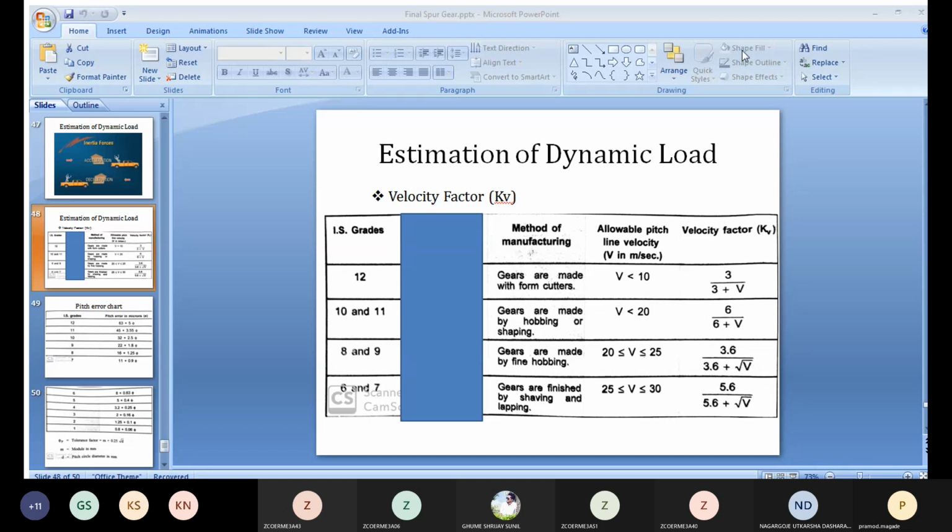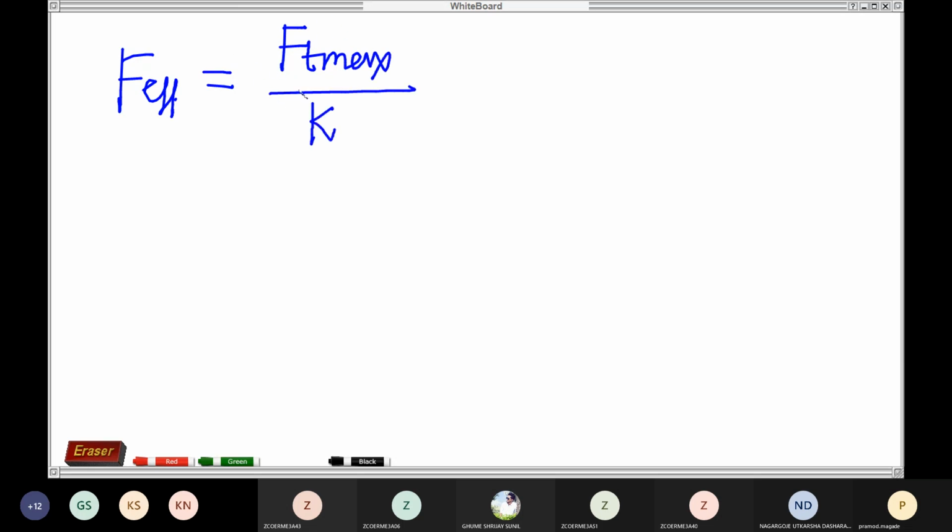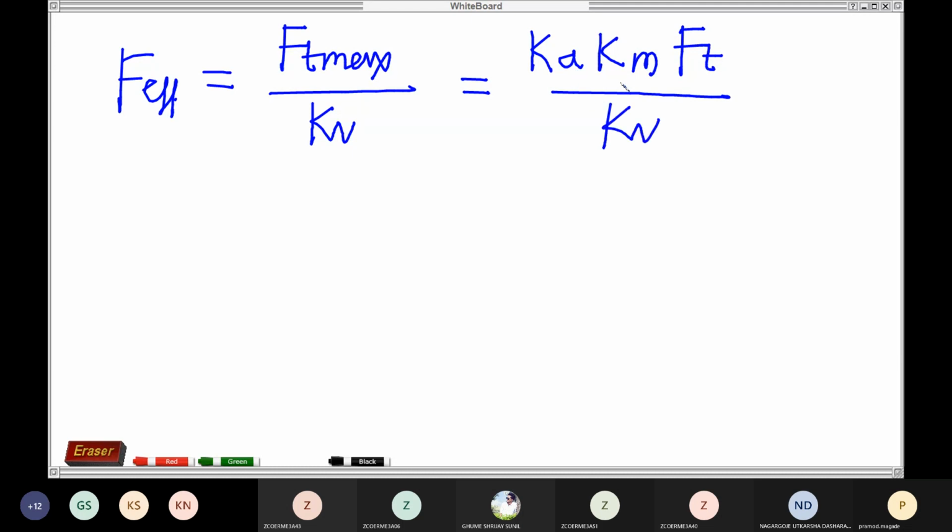Now we have written the title. There are two parameters or two conditions for estimation of a dynamic load. One, we have seen the velocity factor. In that we have written this: F effective is equal to Ft max, tangential force, which is maximum tangential force, divided by velocity factor, that is Kv. And how it can be selected from the chart. So Ft max already we have derived, that is multiplication of Ka, application factor, Km, distribution factor, and tangential load acting on a gear pair, divided by velocity factor.